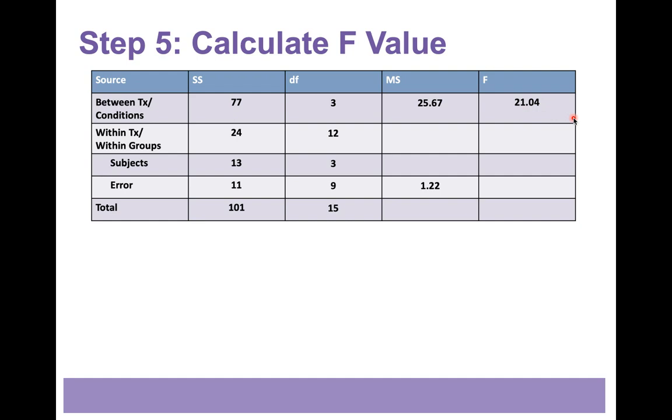Now, just like with our t-tests and just like with our one-way ANOVA, we need to know, is this F value significant? So we use our degrees of freedom that we used for our mean squared. So we use our between subjects or between conditions and our error degrees of freedom to find our critical value on our F table.